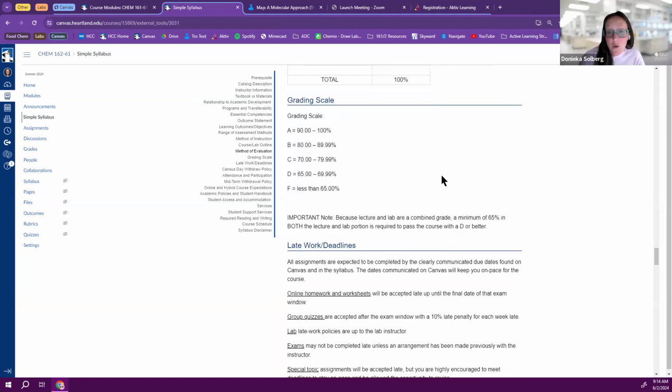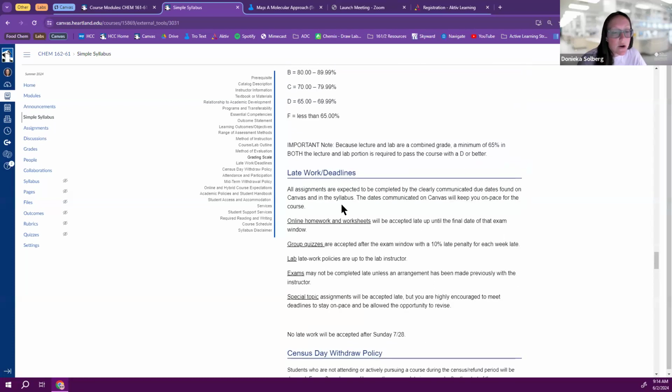I do want to point out you have to get a 65 to pass. If you have a 64.5, I will not round you up. You have to earn your grades. And you also have to pass lab. So if you missed a bunch of labs and you are not passing lab, but you are passing lecture, even with like a B or something, you cannot pass this course. You have to pass both in order to pass this course.